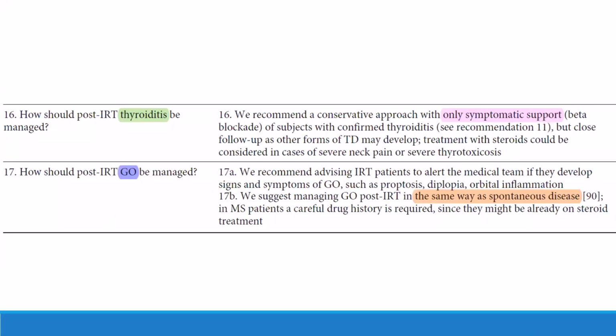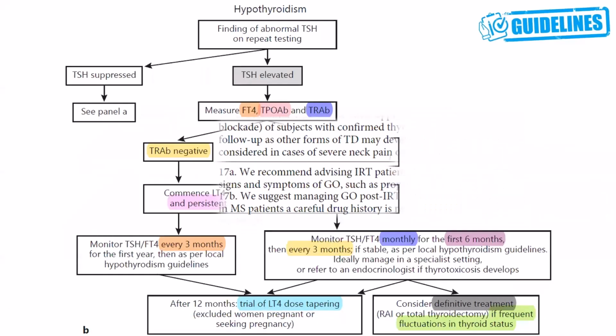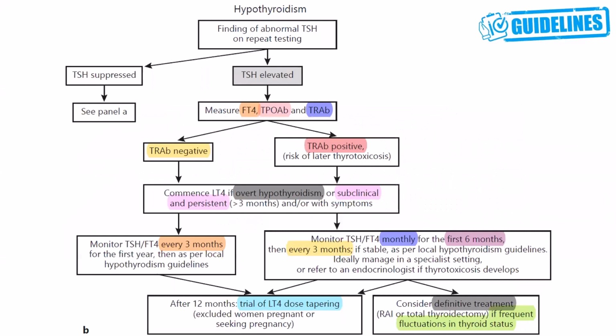How should post-IRT thyroiditis be managed? Actually, thyroiditis should be managed with only symptomatic support, just a beta blocker. What about Graves' orbitopathy? It is managed the same way as spontaneous Graves' orbitopathy. And this is the last slide from these guidelines, how to manage hypothyroidism.